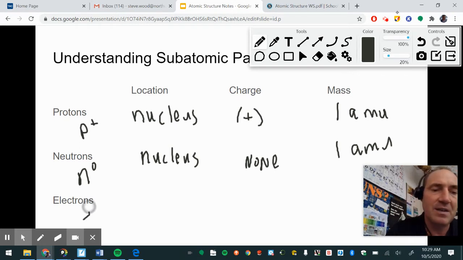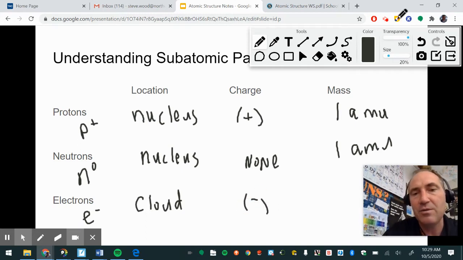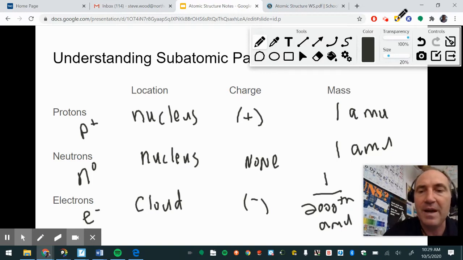And then we have e-, the electrons. They're located in what we call the electron cloud, and they have a charge of minus, equal and opposite to the proton. So if you have one proton and one electron, there's no net charge. They kind of cancel each other out. And their mass is approximately 1/2000th of an AMU. So they're super small. In fact, we really don't even count them when we typically do the mass of these things.